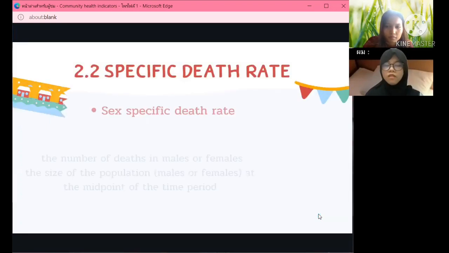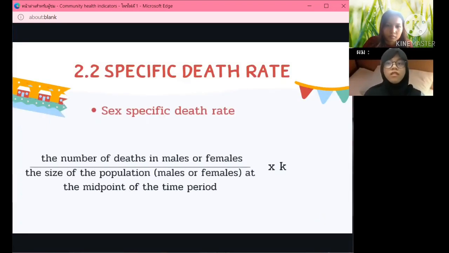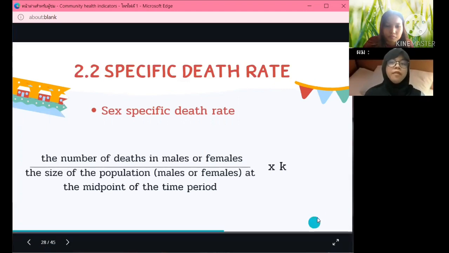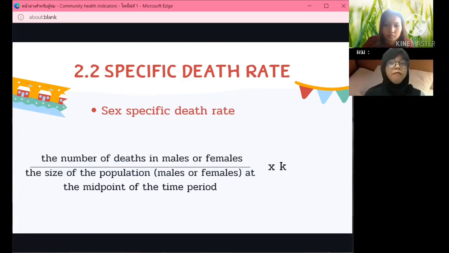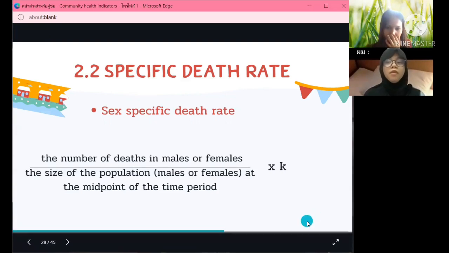The sex-specific death rate: the number of deaths in male or female times a constant number, divided by the size of the population, male or female, at the midpoint of the time period.